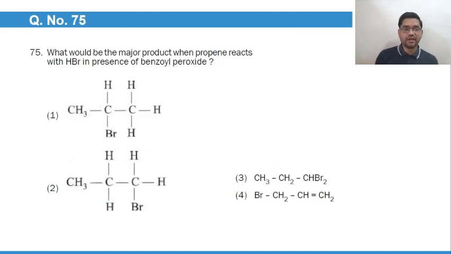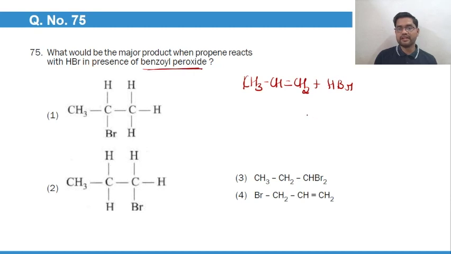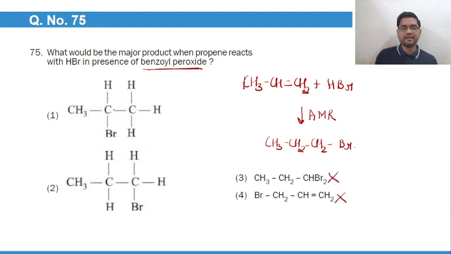75. What would be the major product when propene reacts with HBr? So propene, CH3CH=CH2, HBr, in the presence of benzoyl peroxide, that means anti-Markovnikov's rule. So you'll get CH3CH2CH2Br. Here Br is getting added to the second carbon atom, not the right answer. It should be on the first carbon atom. That is option number 2.